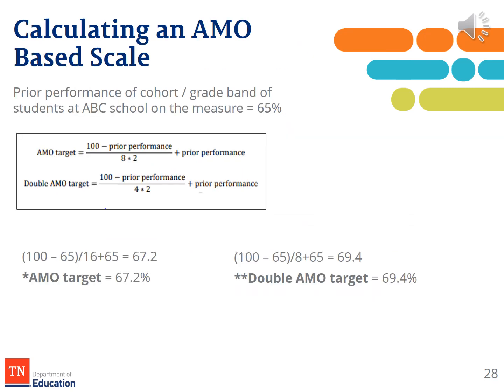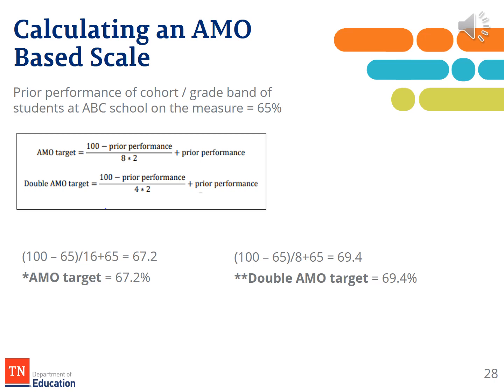To scale an AMO as an achievement measure, start with the prior performance of a cohort. This might be a grade band, subject, or grade level cohort. Use the AMO for the incoming group of students. The AMO target is determined by subtracting prior performance from 100, the ultimate goal, and dividing it by 8 times 2. This represents the expectations for schools and districts to decrease the percentage of students not reaching the standard by half over the course of 8 years. Then the prior performance is added back to define the new AMO for the current year.